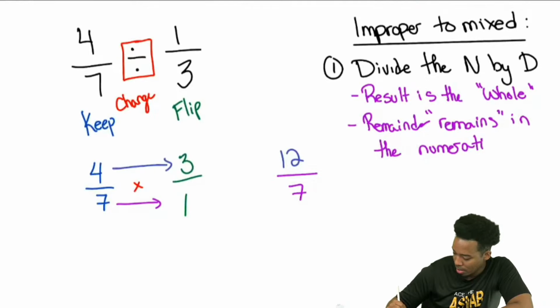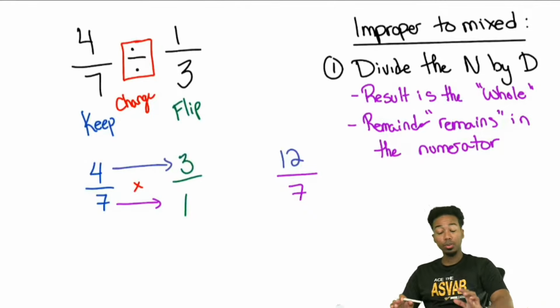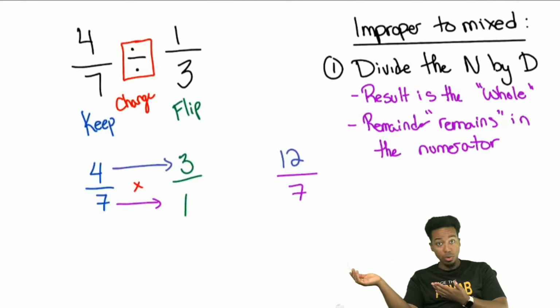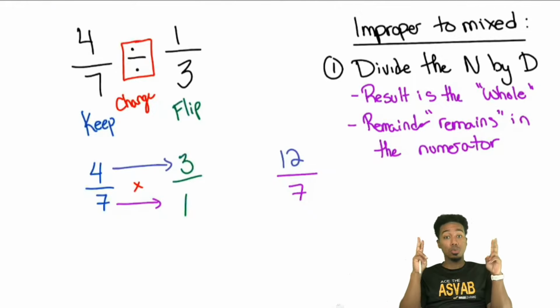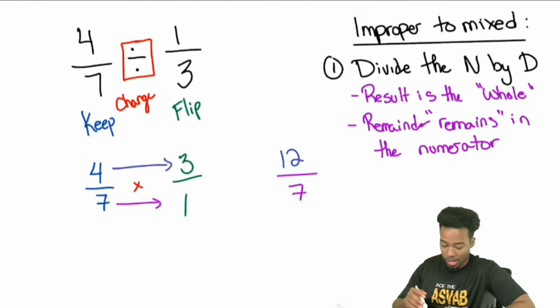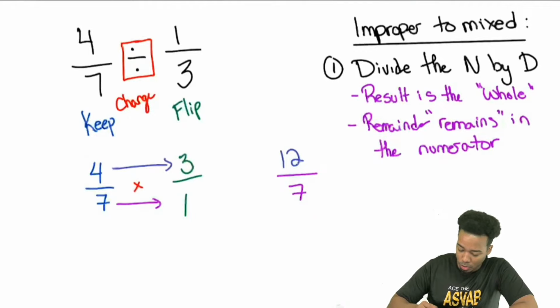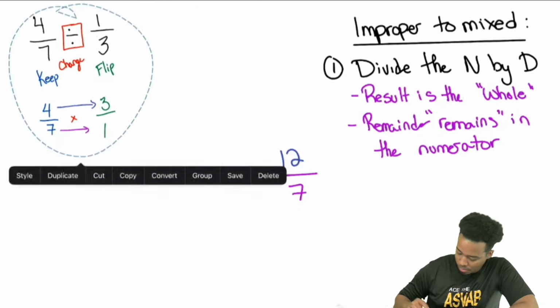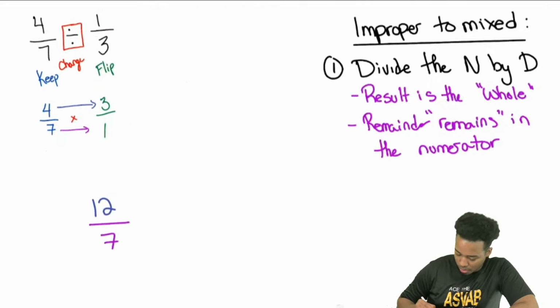So let me go ahead and let you write that down with my jagged writing. So there we go. So you're going to divide the numerator by denominator. The result that you get, that's the new whole number. Whatever you get as the remainder, that remainder is going to remain in the numerator. So I'll give you a few moments to write that down, and I'm going to show you exactly how the 12 over 7 is going to fit that description. So let me go ahead and just take this over here. And then we'll go ahead and turn this over here.